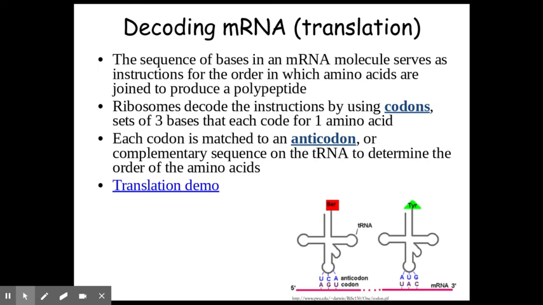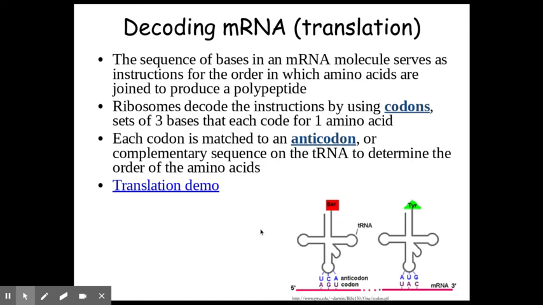So your ribosomes decode the instructions by using what we call codons. The codons are located on your messenger RNA. Three bases will code for one amino acid, and the different ways that the bases are arranged code for different amino acids. So each codon is matched to an anticodon, which is on your tRNA, and that determines the order that the amino acids will link up. So here are your codons in black, and here are your anticodons in blue. And then your amino acids are attached at the top.